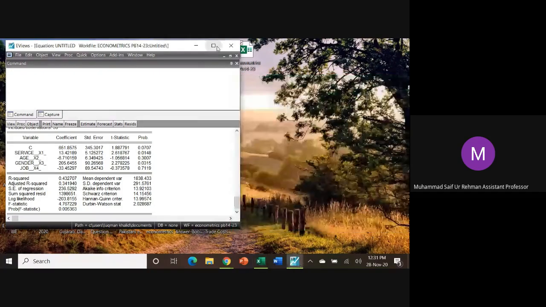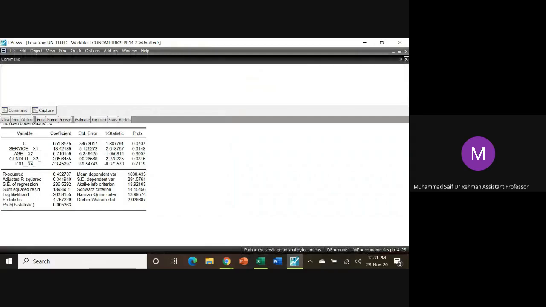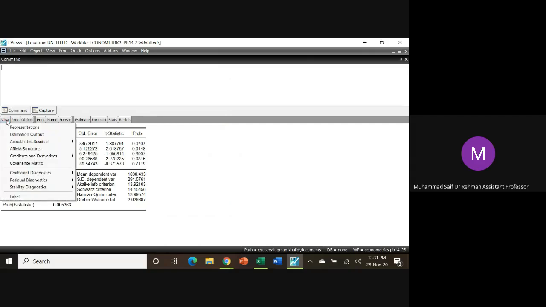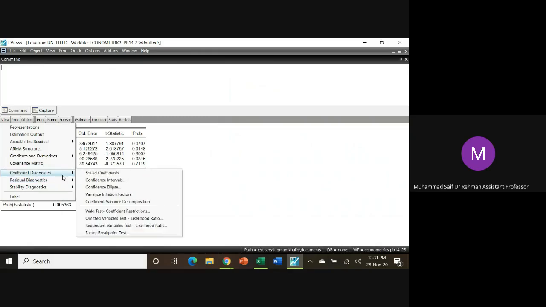Okay. So in this way, you will find out the output or regression results. Okay. Then if you come over here, press view, and you have to come over here, coefficient diagnostics. See coefficient diagnostics, and come over here. See, variance inflation factors are there.